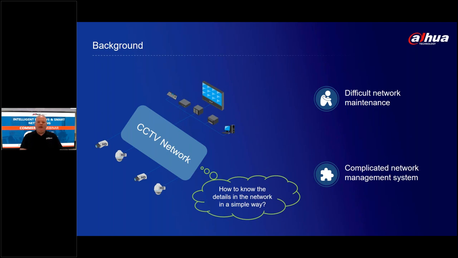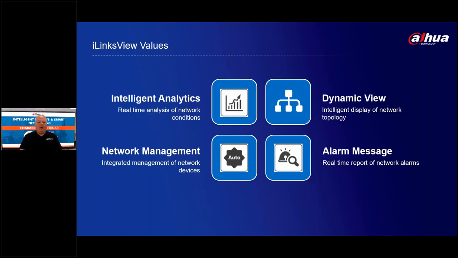Let's have a look at some of the features of that box, some of the values of the box. Firstly, it's got intelligent analytics. So it constantly monitors, and you'll see some examples of that in a moment. It will constantly monitor the condition of the network. It will manage the network, so it allows us to integrate different networking devices together. It gives us a standardized dynamic view of the network. We can see the topology, as you'll see on the next slide. And if there are any network alarms coming up, it will give you that as a user.